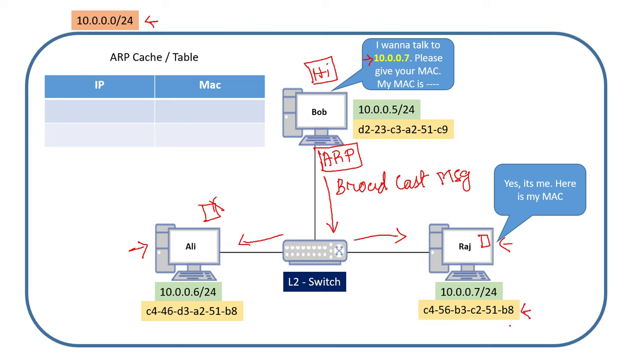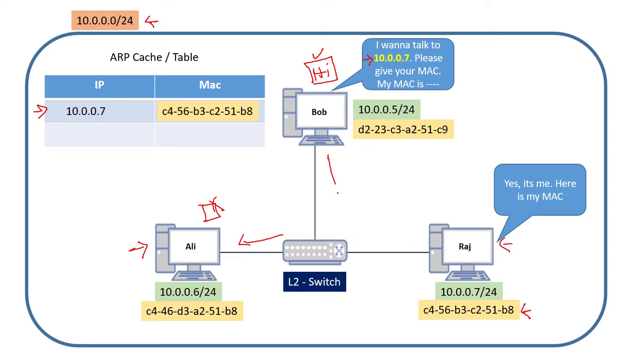Raj will send its MAC address to Bob, and Bob will then add this entry in its cache here. And now the actual message, which is the hi message, will be sent to Raj. Now the actual message is routed to Raj. In the same way, if Bob wants to communicate with Ali, Bob will first check in his cache table whether he has an entry for the 10.0.0.6 address and a MAC. And he will find out, no, I don't have a MAC.